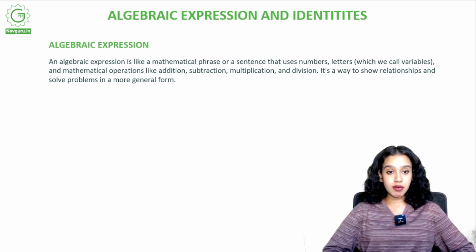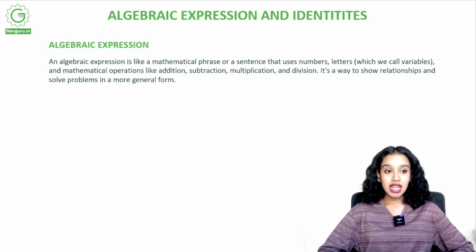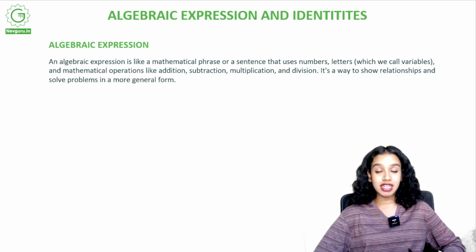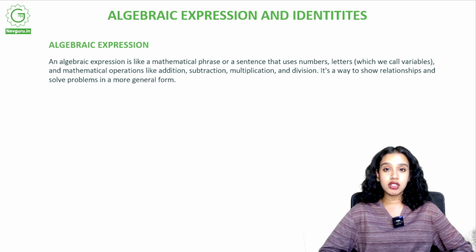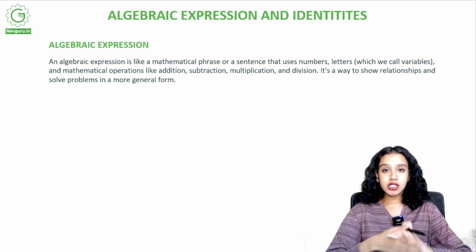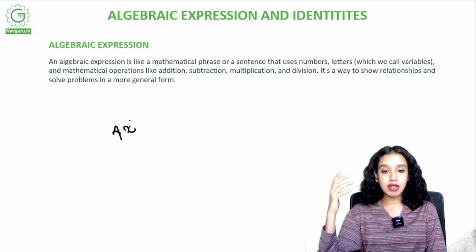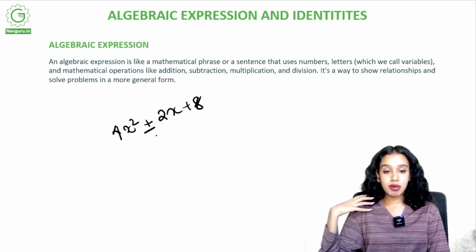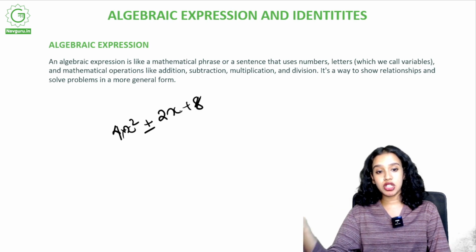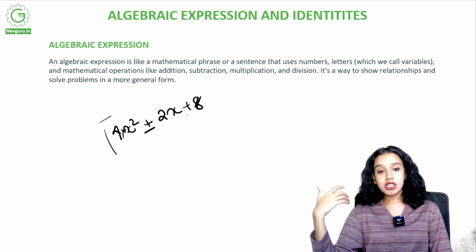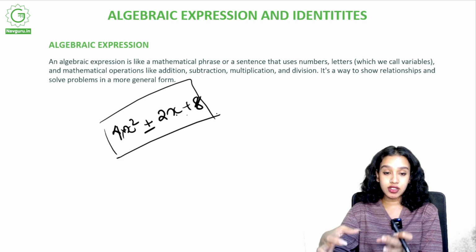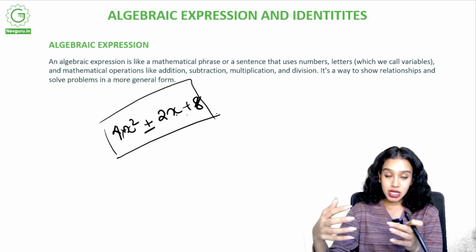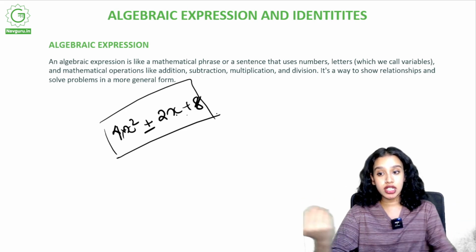An algebraic expression is a mathematical phrase that uses numbers, letters called variables, and mathematical operations like addition, subtraction, multiplication, and division. It is a way to show relationships and solve problems in a more general form, right? So basically, an algebraic expression is anything which has a number and some alphabets. It might have mathematical operations, like multiplication, division, subtraction or anything. Why is this used? To solve problems and to form problems in a more general way where we are assuming variables. Instead of saying one thing, we are talking about what will happen in general.